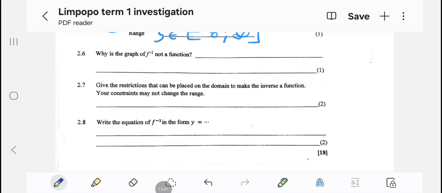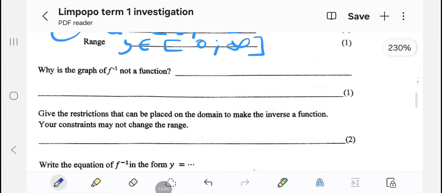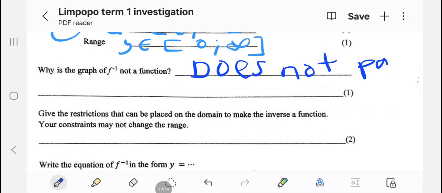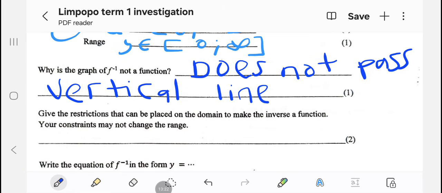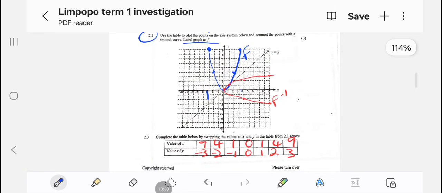2.6. Why is the graph of the inverse not a function? Because it does not pass the vertical line test. What does it mean? So let's go back to the inverse. The vertical line test is like this. When a vertical line crosses the graph twice, that graph is not a function.